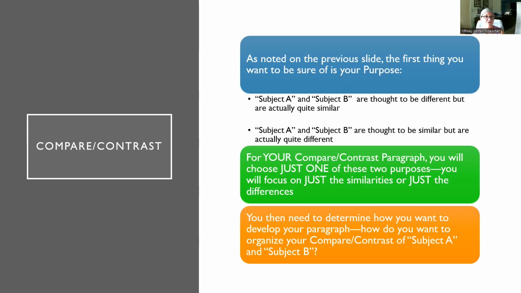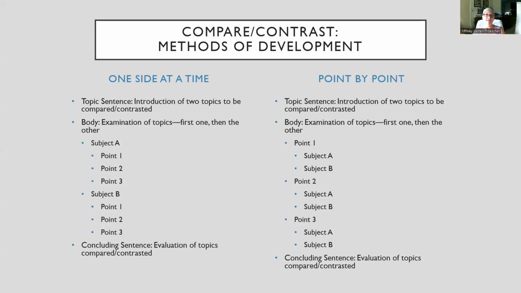one of the next things you need to do, your next step could be coming up with your supporting ideas. And if you take that step next, that's fine. But sort of the big piece that comes next is how you want to organize your compare contrast of subject A and subject B, because you have two options with this type of paragraph or essay, right? So we have two methods of development that you can use. The first over here is the one side at a time approach. You might also hear it referred to as the block approach.